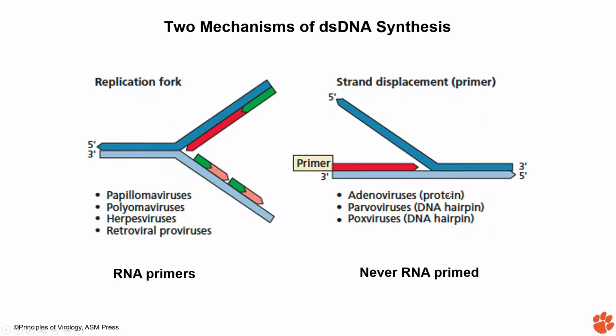On the other hand, what we are looking at is that for adenovirus, parvo, or the pox viruses, there is a synthesis which we call strand displacement synthesis. You have a primer, and one of the strands is synthesized while the other one is displaced. So what happens to this strand? We are going to see how this strand is going to be replicated as well.